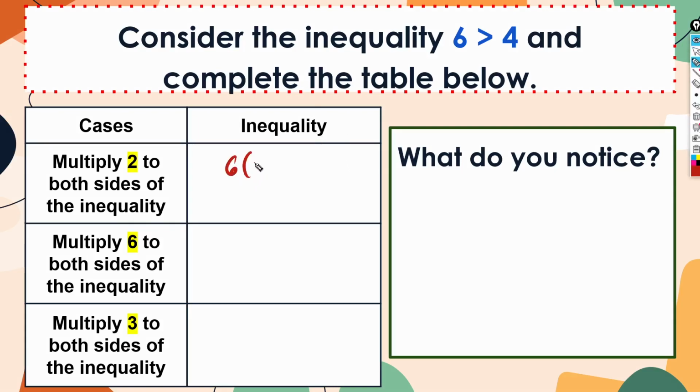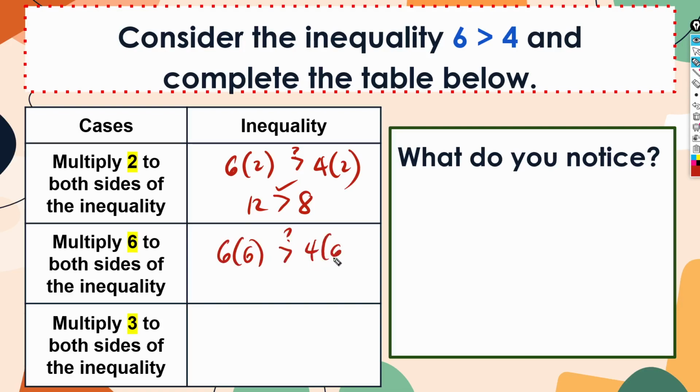So you have 6 times 2. Is it still true it's greater than 4 times 2? 6 times 2 is 12. 4 times 2 is 8. Yes, tama pa rin. Correct. How about for 6? Multiply 6 to both sides. You have 6 times 6. Is it still true it's greater than 4 times 6? 36 on the left, 24 on the right, true pa din. Greater pa rin siya. Correct?